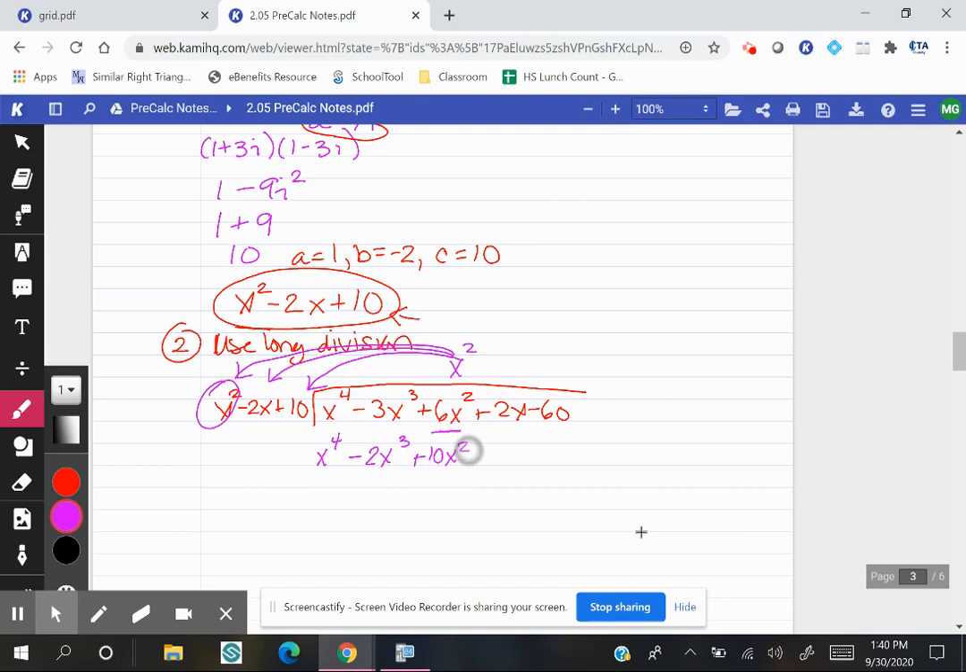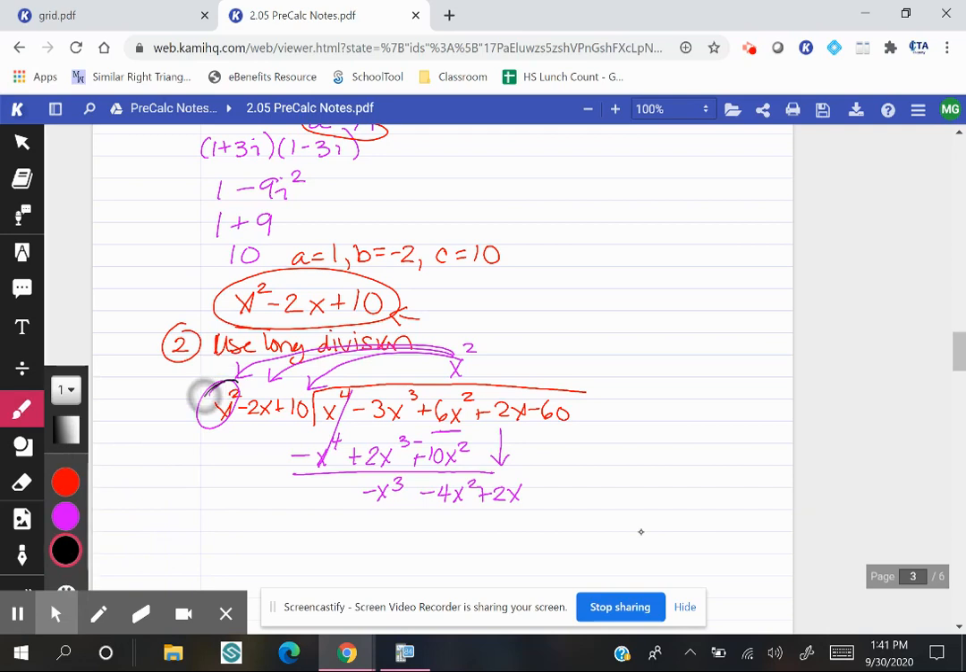Also notice I did check for placeholders, but I didn't mention that. So 4, 3, 2, 1, 0, we don't need any. Now when I subtract, I'm subtracting everything, so I need to change the signs of all three things. 6 minus 10 is going to give me negative 4x squared. Negative 3 plus 2, x to the 3rd will give me negative x to the 3rd. This will cancel, bring down my next term of positive 2x.